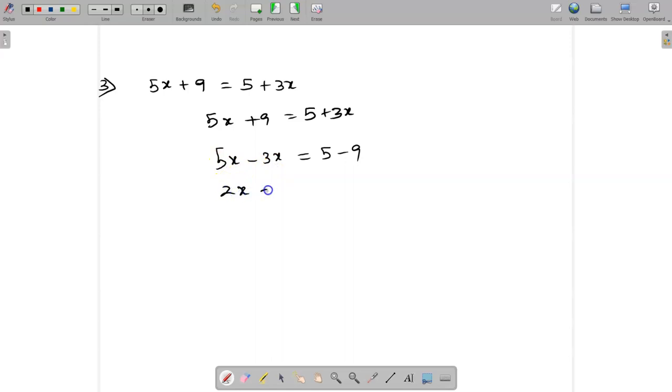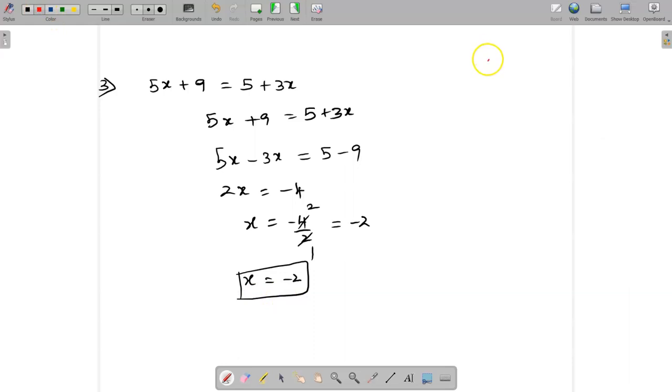5x minus 3x is 2x. 5 minus 9 is nothing but minus 4. So the x value is nothing but minus 4 by 2. So in the two table we can cancel out: 2 1s are 2, 2 2s are 4. Here we have minus, so it is minus 2. So we have determined that x is equal to minus 2.